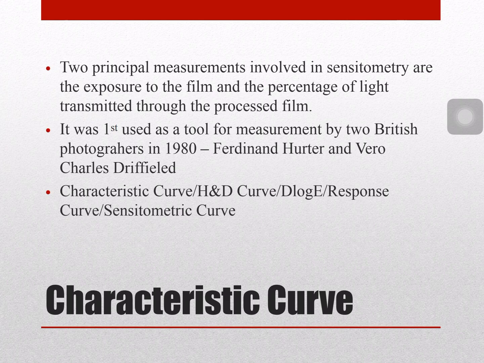So now we're done with the properties and the film construction. Let's proceed to the characteristic curve. So characteristic curve, these are two principal measurements involved in sensitometry: the exposure to the film and the percentage of light transmitted through the processed film. So this was first used as a tool for measurement by two British photographers in 1980. These are Ferdinand Hurter and Vero Charles Driffield.